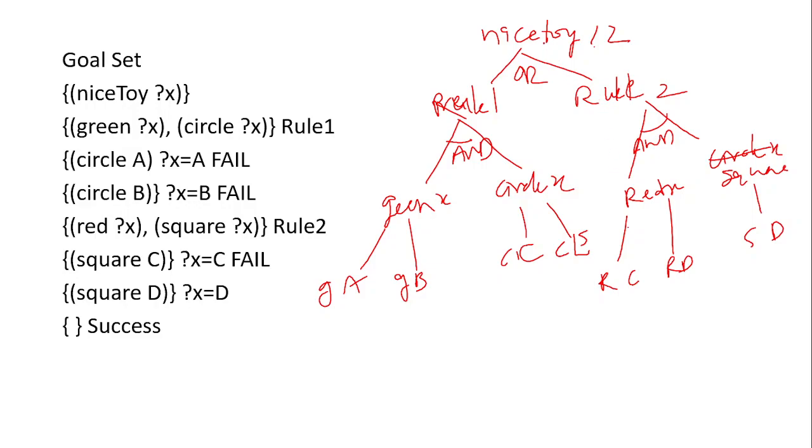So for nice toy of x to be true, it has to be both red and square. First it will see red C. It will check whether square C is there or not. No, we do not have square C, so it will fail. Next, red D. It has to check whether square D is there or not. Square D is there, so it is a success. By using the goal tree we can check whether it is true or not from the given.